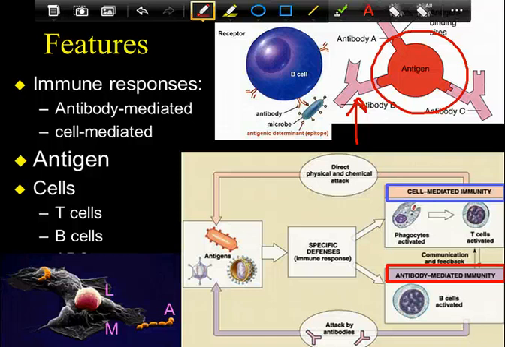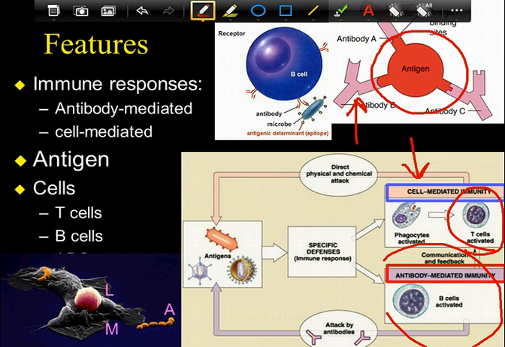Alright, now T cells. Well, to go down to this picture down here at the bottom, here's the antibody-mediated immunity that I was talking about earlier. Alright, now look over here at cell-mediated. So, look at the T cells right there. They're the ones involved in cell-mediated immunity. Now, there's an exception we'll talk about in just a minute.